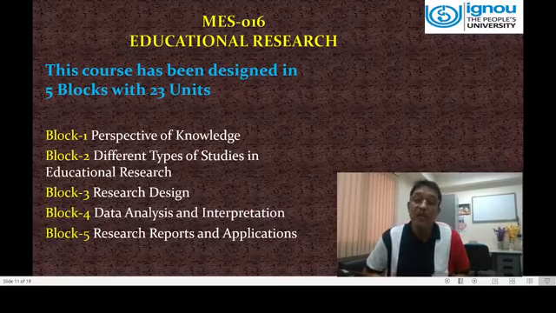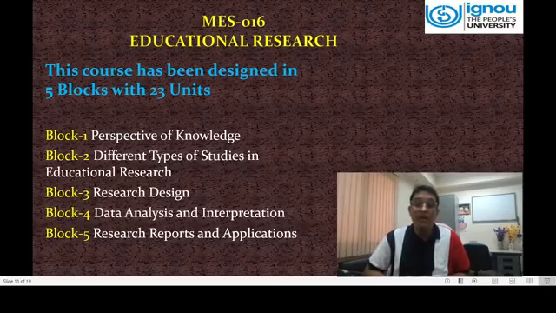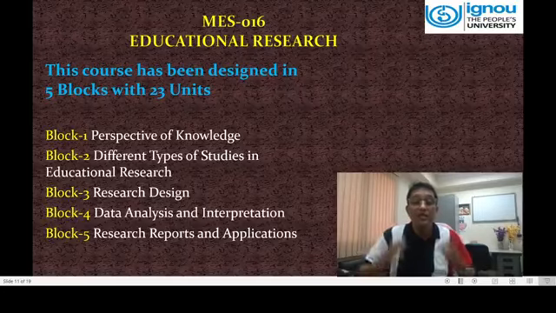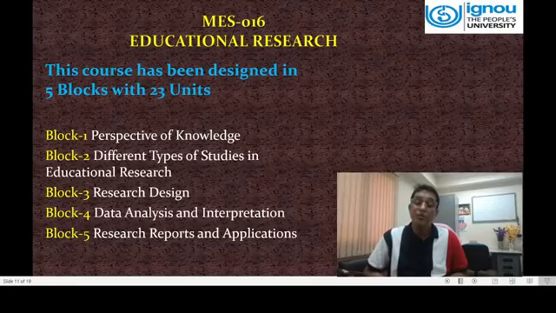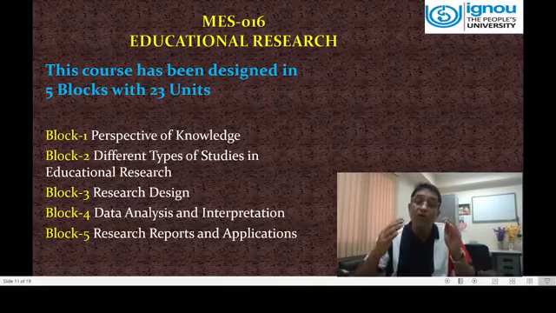This course is available. I think you must have received the hard copy of the material, and if you have not received the hard copy of the material, the detailed course material is available in the IGNOU portal of Indira Gandhi National Open University. Okay, if you go through the IGNOU portal, then you can download 23 units which are included in this course.